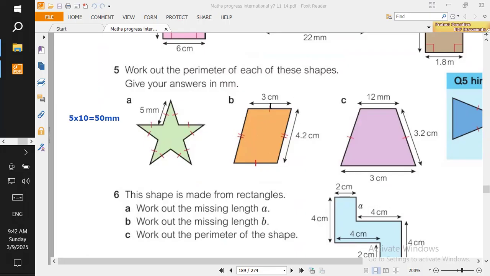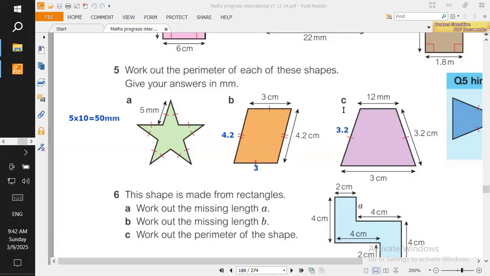Same idea here. This one is the same as this one, so 3, 3. And this one is 4.2, so this one is 4.2. Then I have to add them together to get the perimeter. Same idea here, that's an isosceles trapezium, so this line is the same as this line. So that's a 3.2.